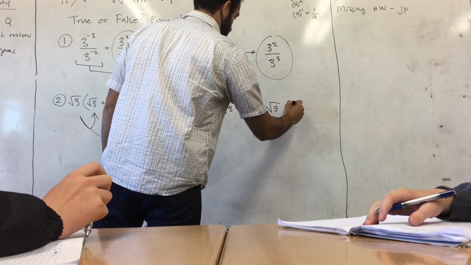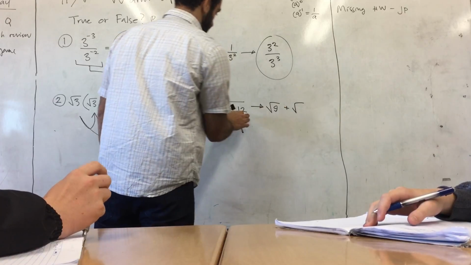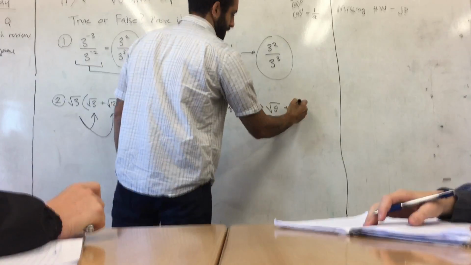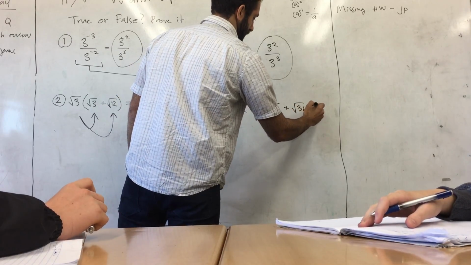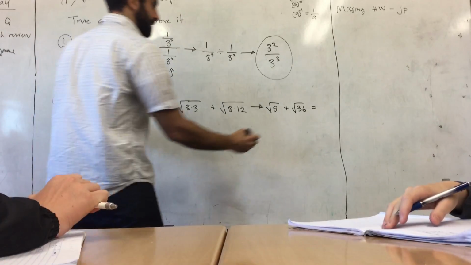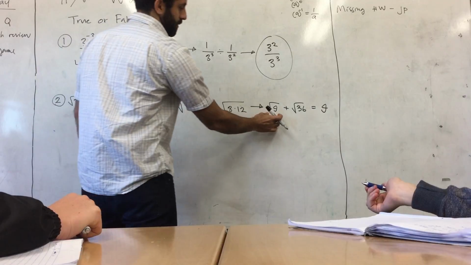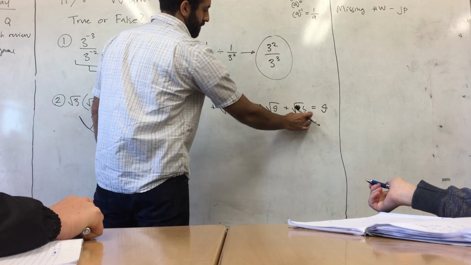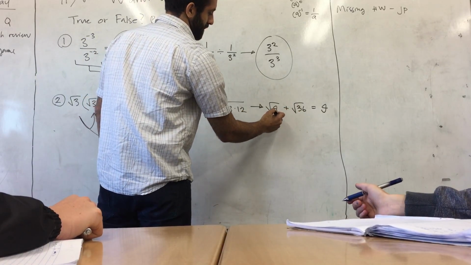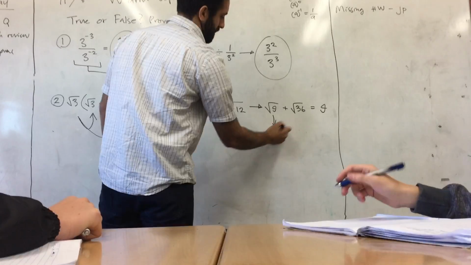Root 9 plus, what's this one? 3 times 12? 36. Okay, is equal to root 9. And then root 9 is 3, plus root 36 is 6. 3 plus 6 is 9.